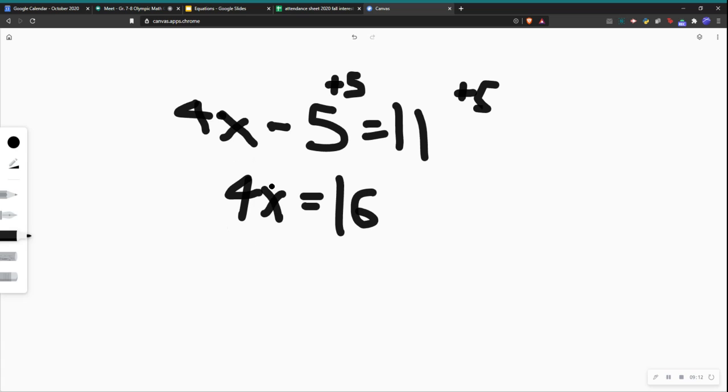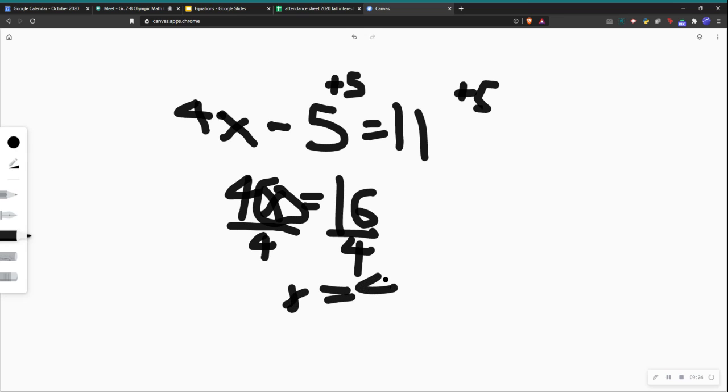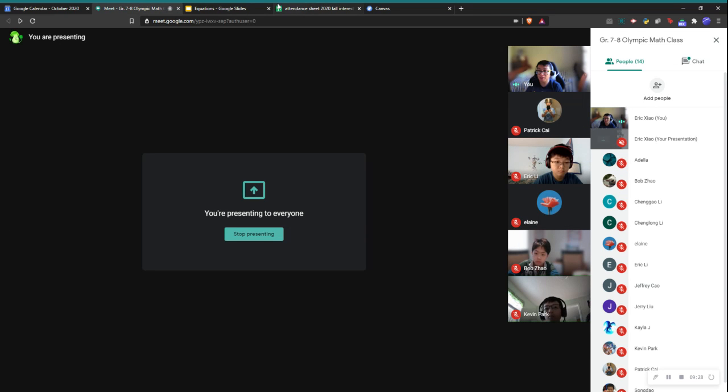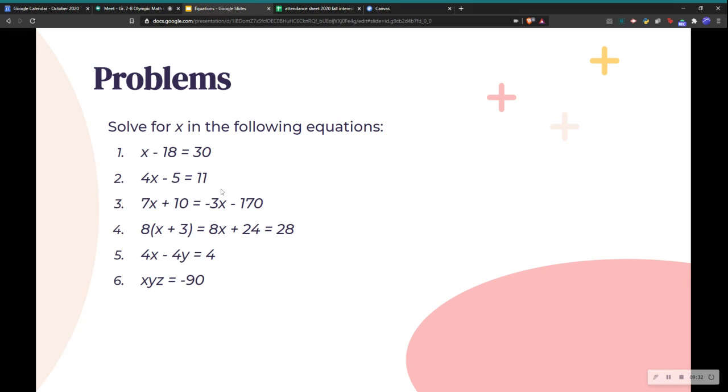And we're not done yet because this is 4x. We want to look for x by itself. So what do we do here? We just divide by 4, and same thing with the right side. x equals 4. Right? Any questions about that? Okay. How about question 3? Anyone have an answer for that?